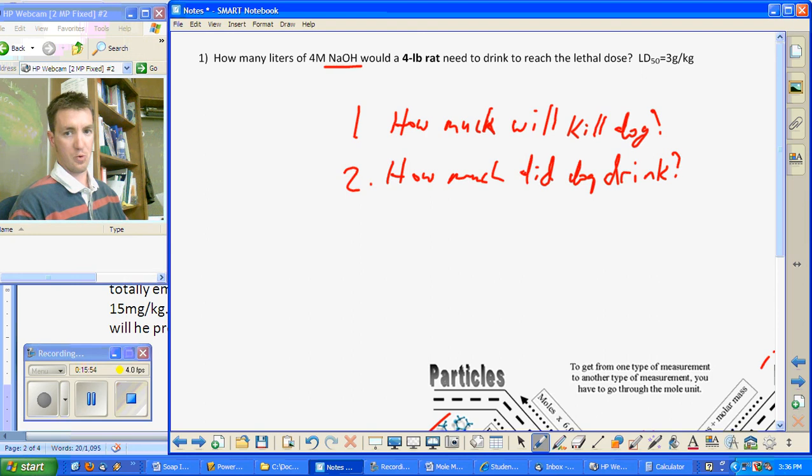If you know those 2 things, then you're able to compare. So how much will it take to kill the dog? 70 grams. How much did the dog drink? 80 grams. Sorry, dog. Or the other way around. So again, that's not the answer, but those are the 2 questions that you're looking at to be able to answer this. Okay.